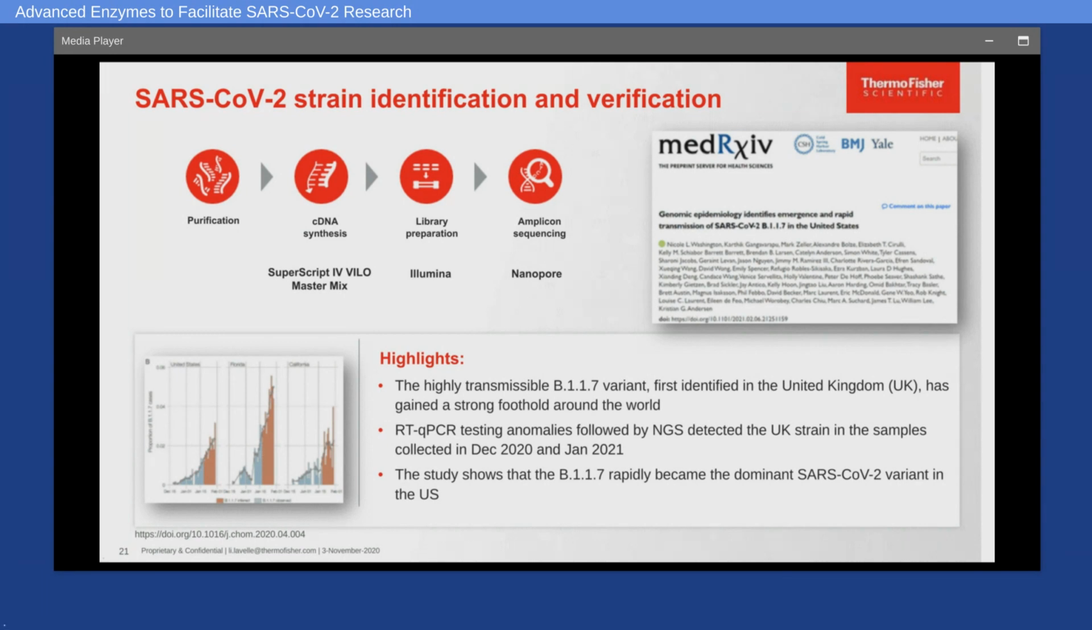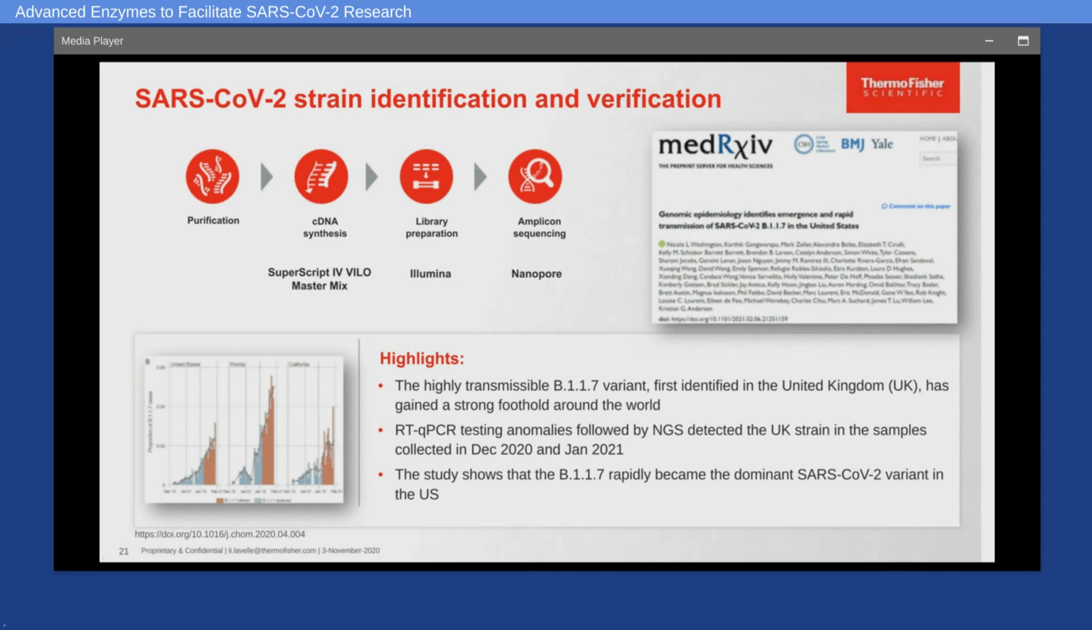In December, in California, the researchers first identified this virus, and they collected a number of clinical samples that were already verified as positive by RT-qPCR. Using both RNA sequencing and RT-qPCR, two methods, they confirmed the B.1.1.7 variant.